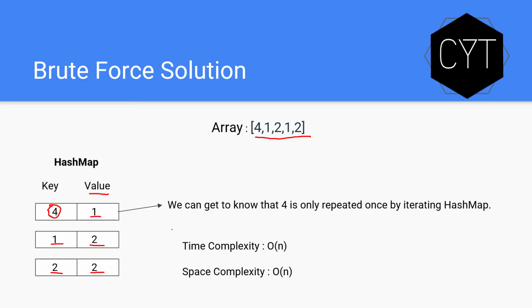The time complexity for this approach is going to be O of n, because we are looping through the entire array, and the space complexity is going to be O of n in case of an unordered map. If you use a sorted map, it is going to be O of n log n for sorting.